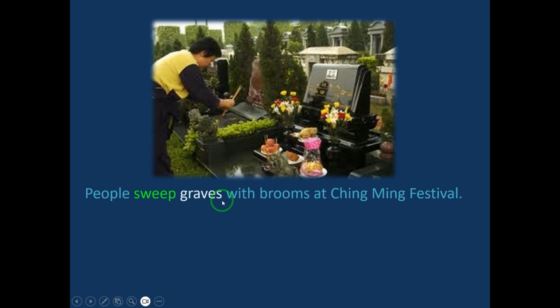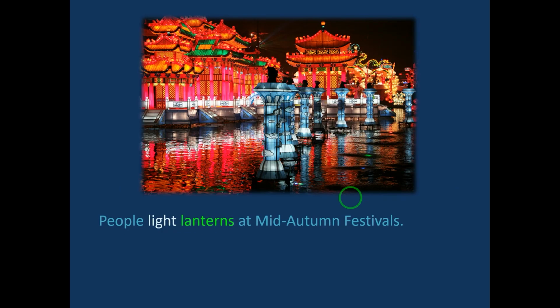People sweep graves with brooms at Qingming Festival, for example. People is actually the subject, sweep is a simple present tense verb, and graves, that is the object. So as you can see, graves come to the beginning. Graves are, because it is plural. Swept is the third form of sweep, with brooms. By people is actually optional, as I told you. People light lanterns. Lanterns are lit, again by people, by anyone. You can bring it or not bring it, it's up to you.